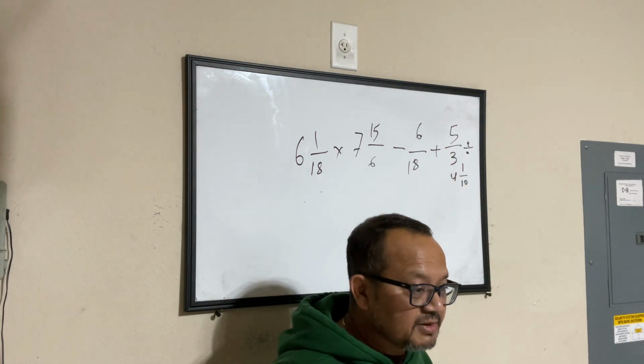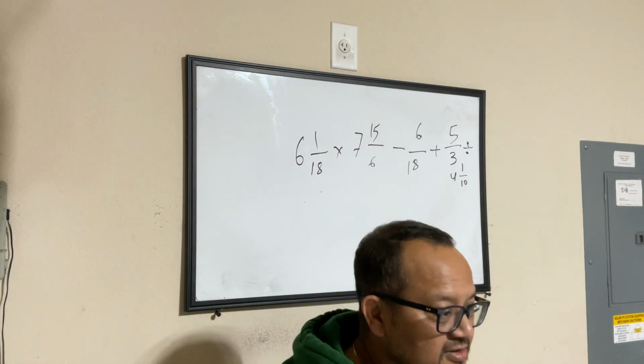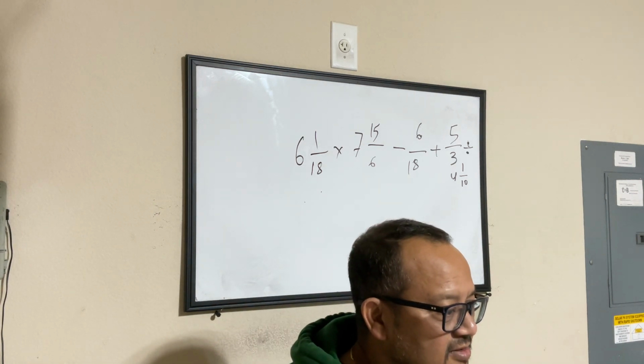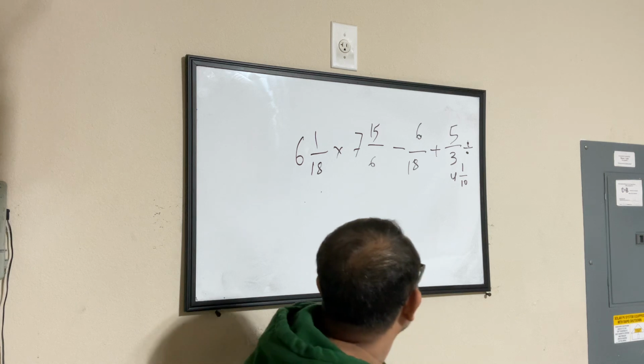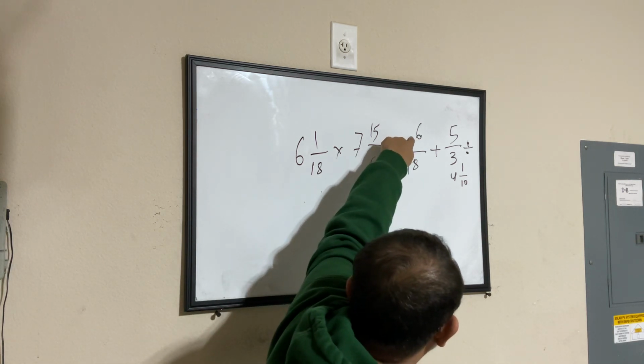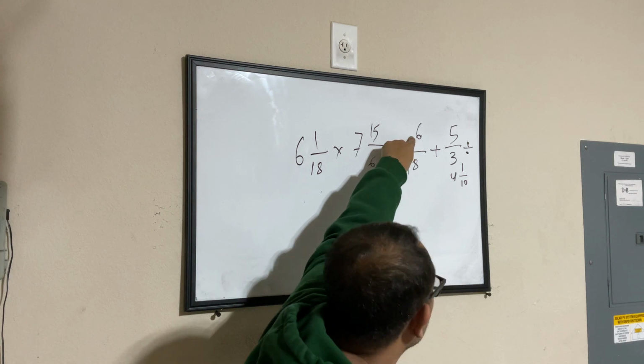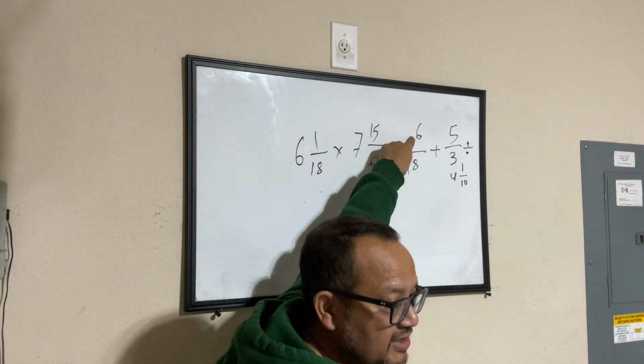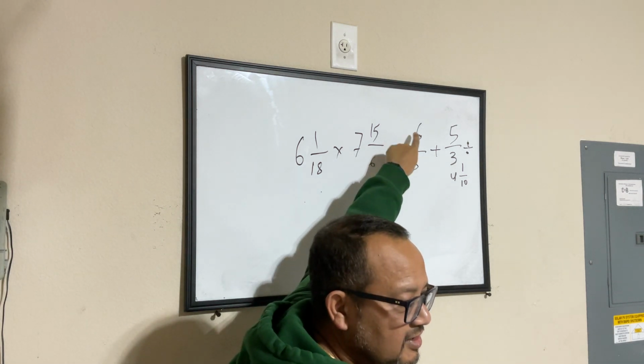4 1 by 10. Yeah, somebody raised hand. Yeah, Dikshita. What is the number below the 6? This one? No, the other one. This one? Yeah. 6 by 18. Huh? 6 by 18. 18. Okay, sir.